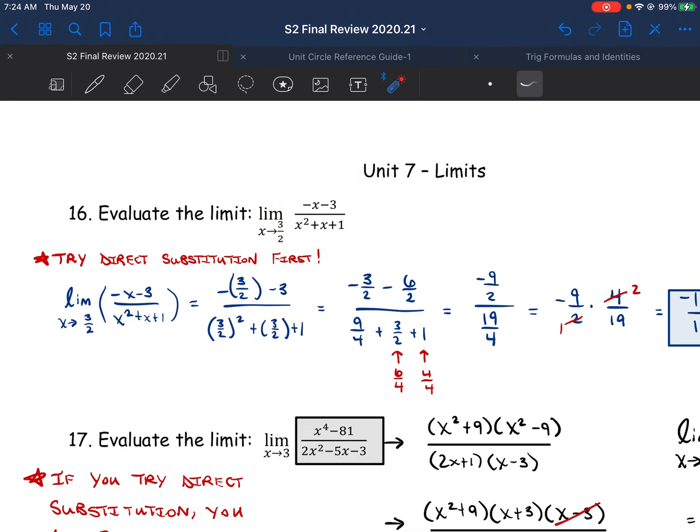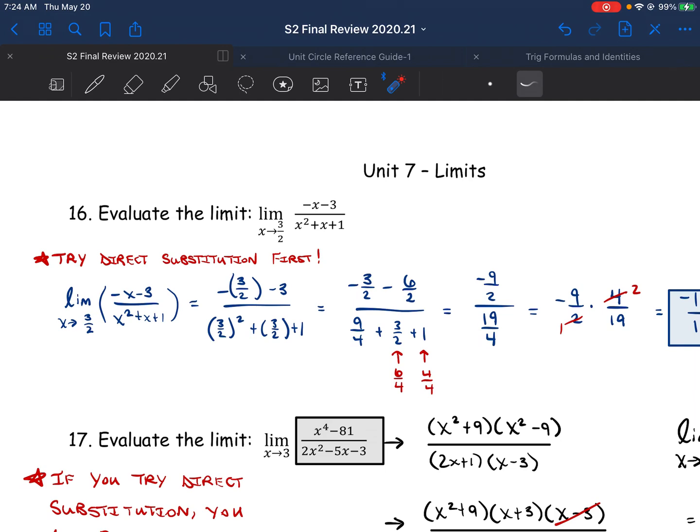Now, one thing that I've noticed with students is that they're very quick to go ahead and start trying to simplify the original function, but you should be trying direct substitution first. In this particular problem, if you try direct substitution first, you will not get 0 in the denominator, which means that you're going to get a limit.